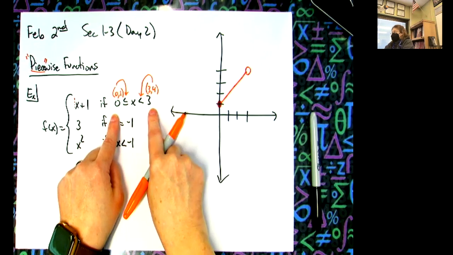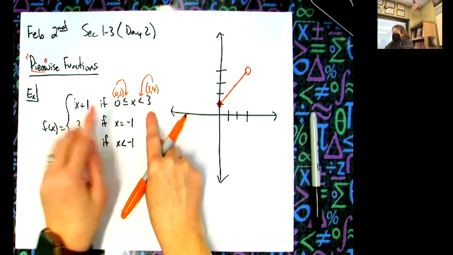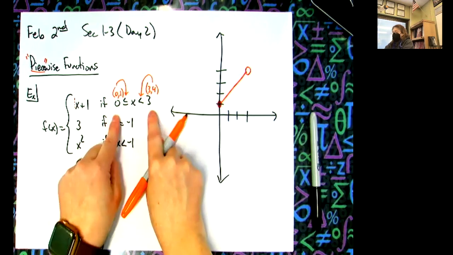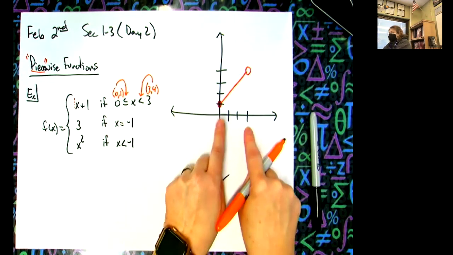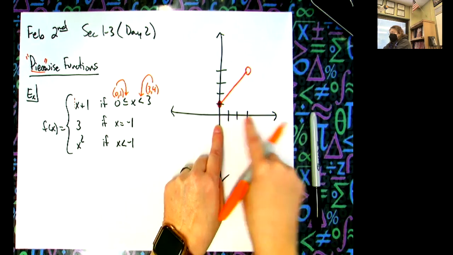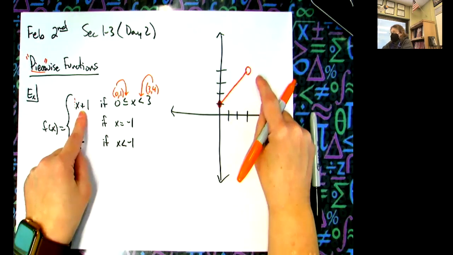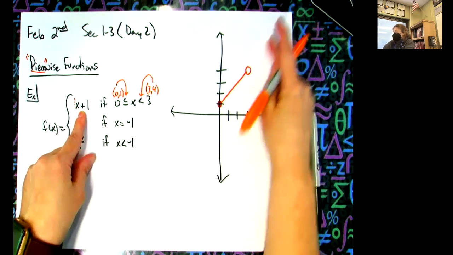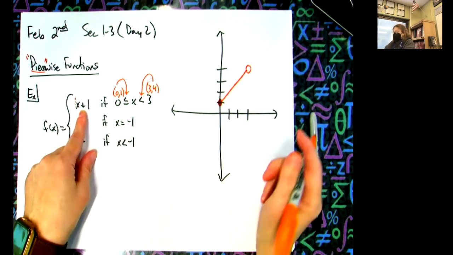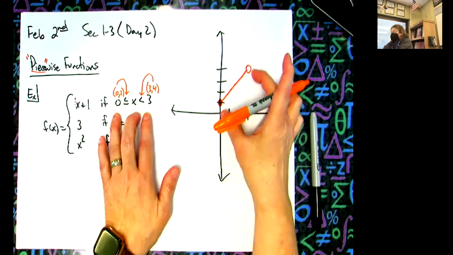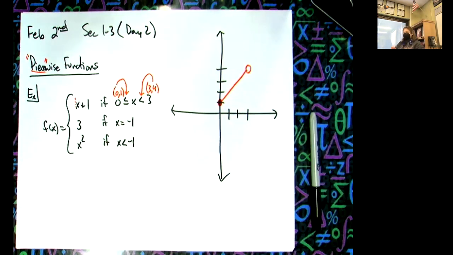All right, so x is going to be in between the values of 0 and 3. Well, here's 0, here's 3. There's the only portion of the line. This line as it sits, y equals x plus 1, would be the entire line. I don't want the entire line, I want just this portion of it. Okay, so there's the first piece.